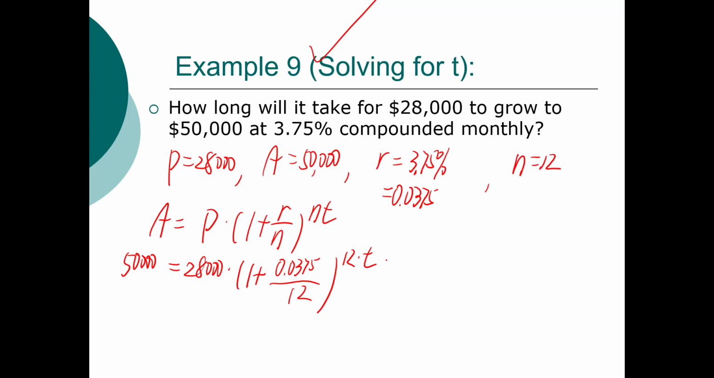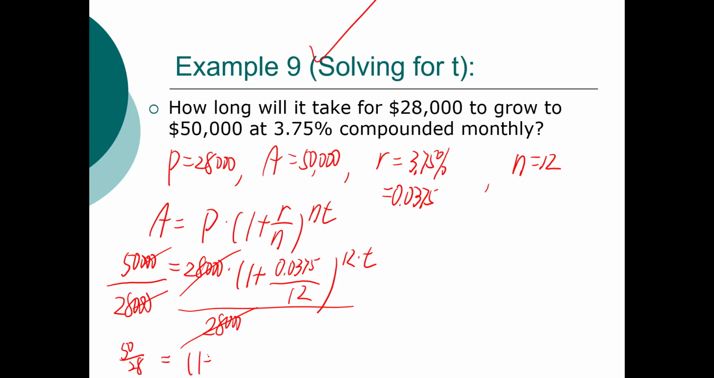So right here, first step, we isolate the exponent. Dividing 28,000 on both sides of the equation, we get that. If you want to drop 3 zeros on the right to make it look simpler, that's okay. We can do that. Now, reverse order, we're going to get 50 over 28 first: 1 plus 0.375 over 12 raised to 12t.